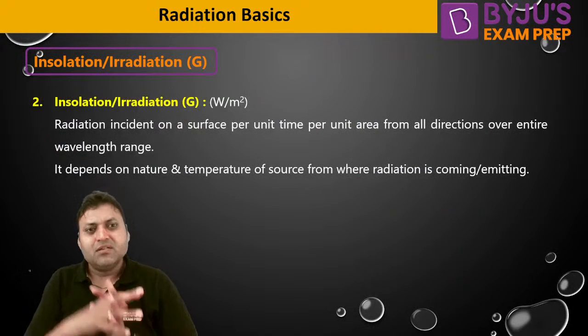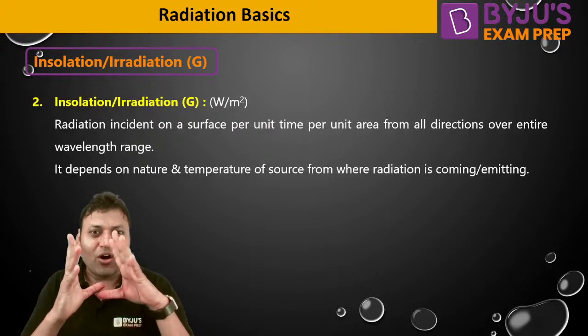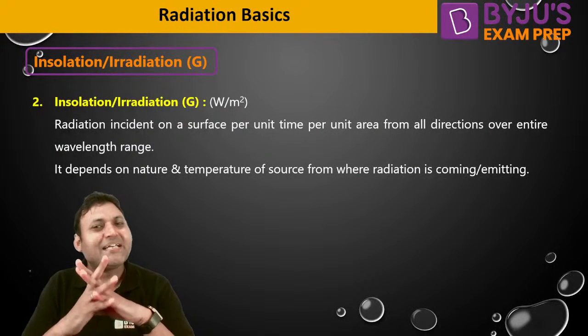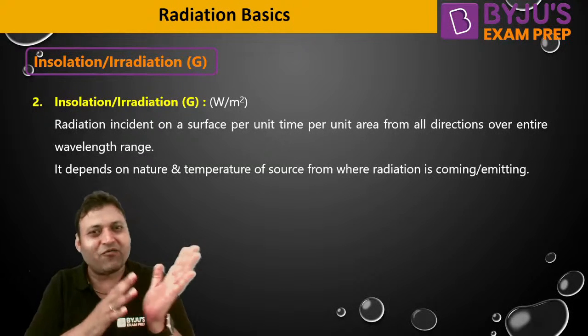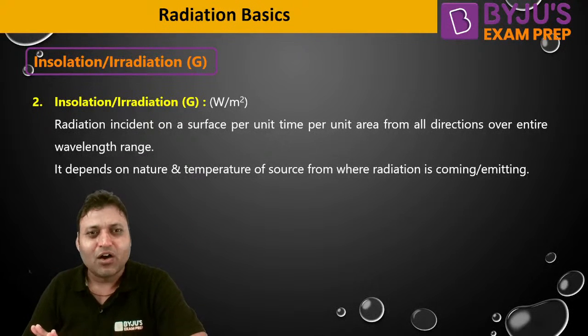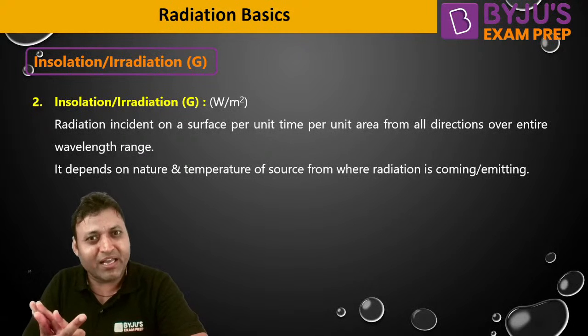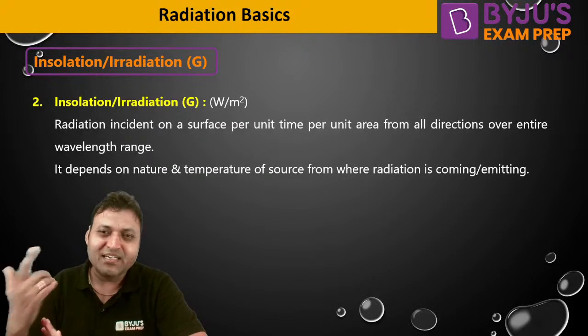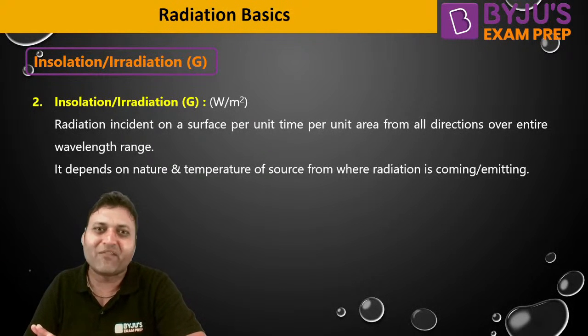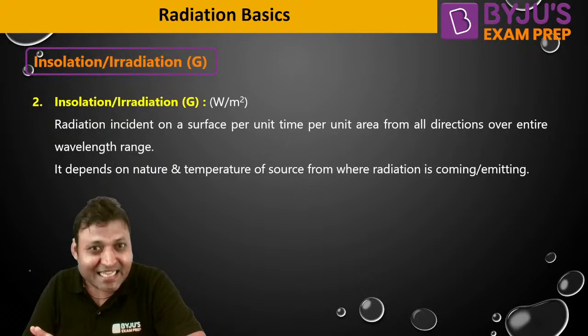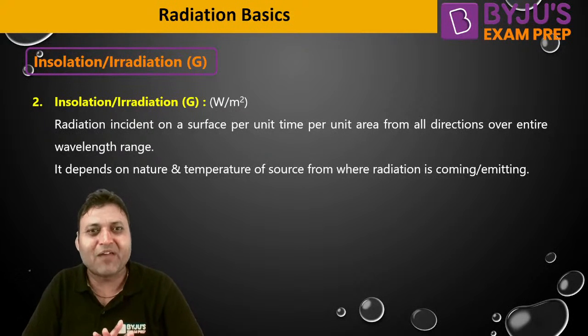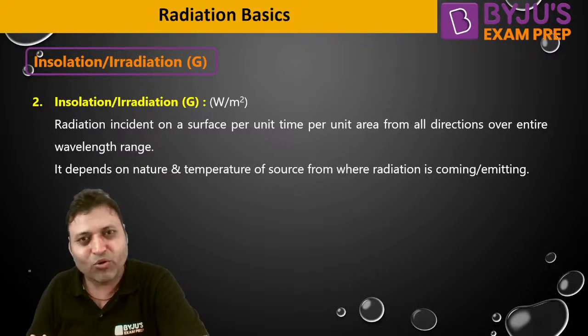Now, I had mentioned that all the surfaces emit radiation, and from that we can find out the emissive power of the surface. If it is a black body, epsilon will be 1 and emissive power will be sigma into T to the power 4. And if it is a real surface, then we have to multiply with the emissivity of that particular surface.